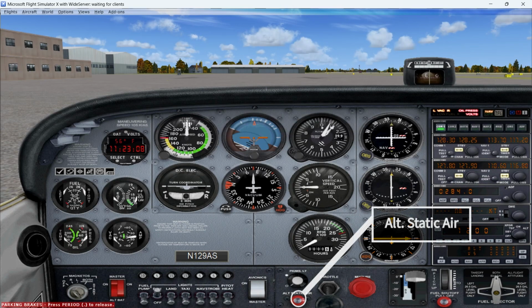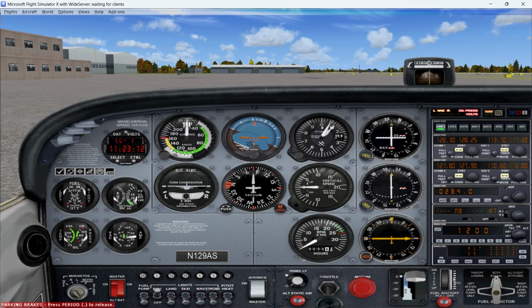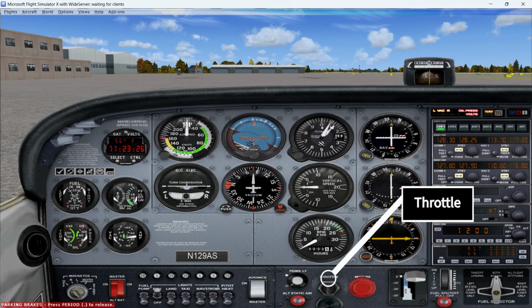Below that is the alternate static air source. It is a backup system that provides static air pressure to flight instruments in the event that the primary static air source becomes inoperative due to blockage or mechanical failure. To the right of that is the throttle. The throttle adjusts the engine power for taxi and flight operations.